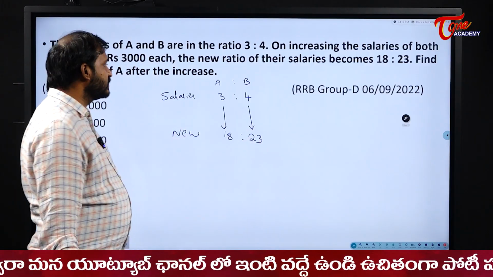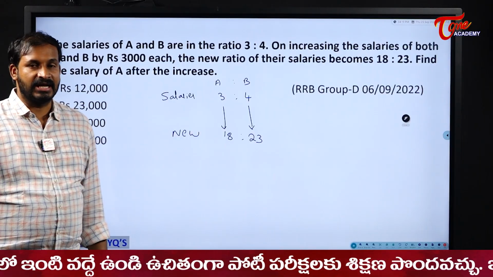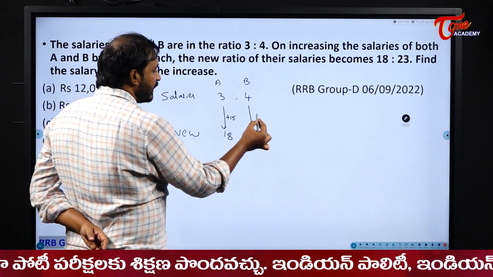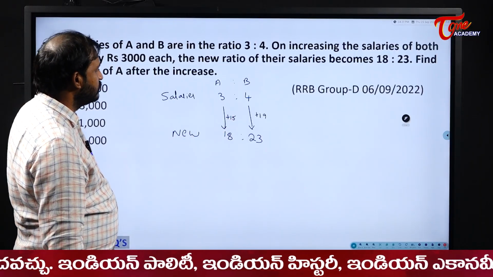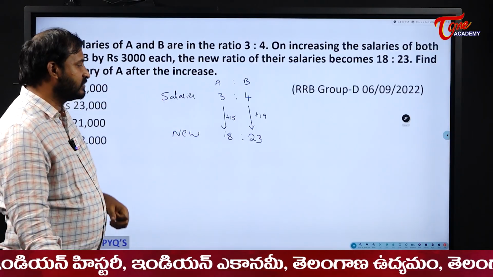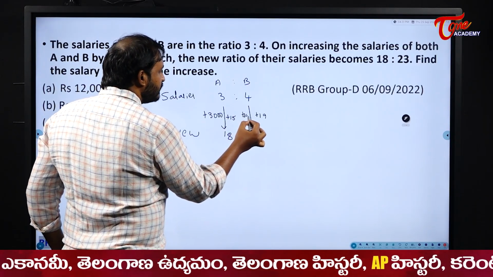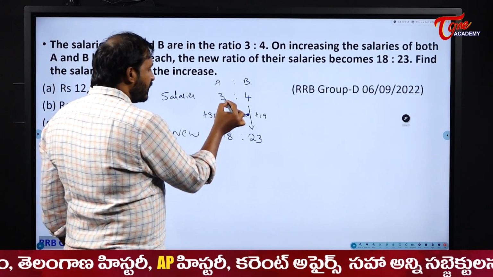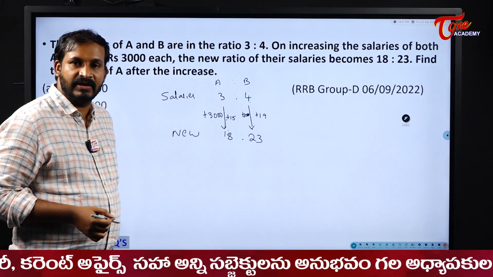Now see here students, you can solve it in 2 ways. Find the salary of A after the increase. After the increase they are asking us. So what is the difference in ratio, students? Here it is 15 and here it is 19. Both the values are increased by 3000 and 3000. So when you are increasing with a constant, their differences should be equal, but this one is increasing 15 parts and this one is increasing 19 parts. That means first I should make the differences of these two equal.